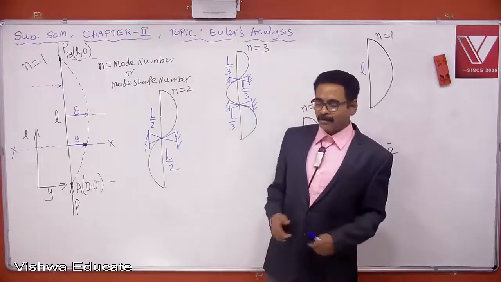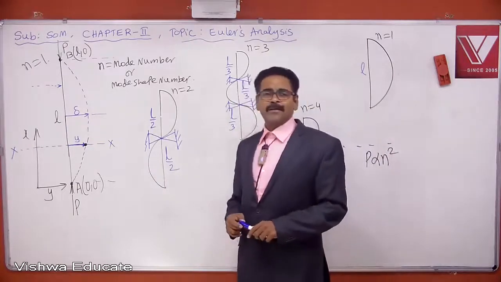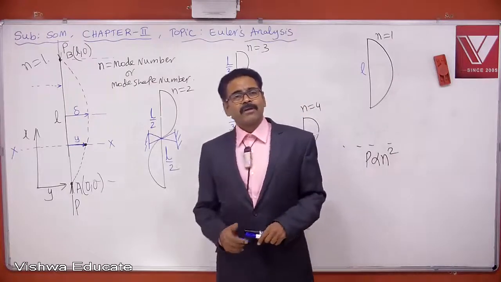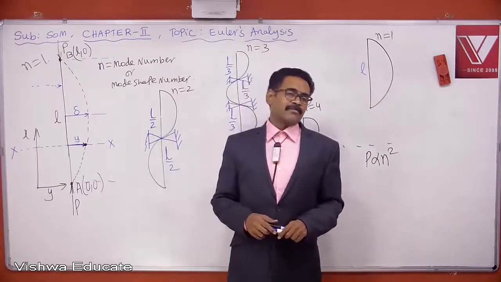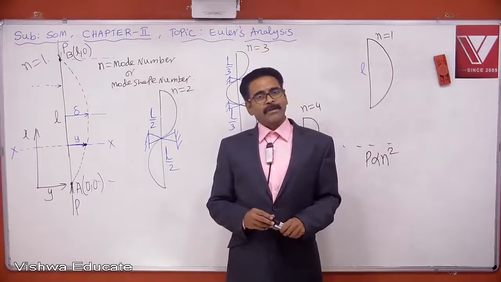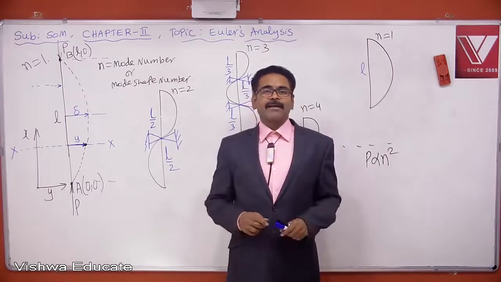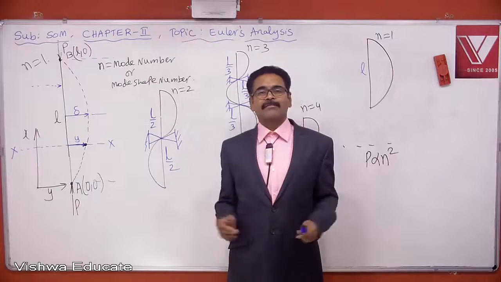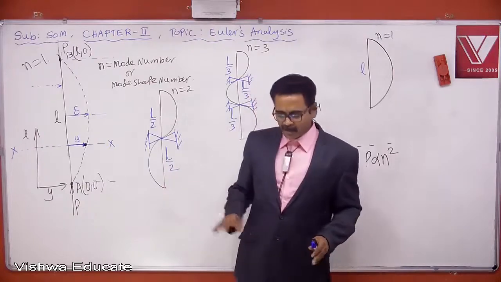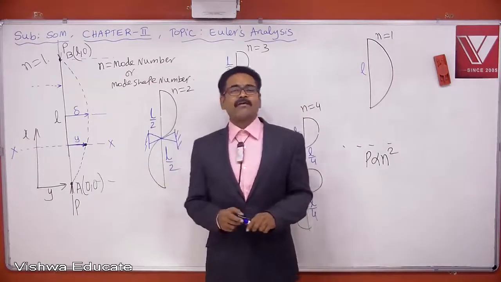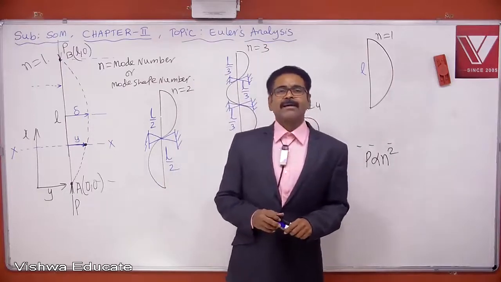So in a 5-story building, how many stops will be there? 5 stops will be there. In a 40-floor building, how many stops will be there? 40 stops will be there. Right? In a 70-floor building, how many stops will be there? 70 stops will be there. So with respect to a column, every floor may behave as if it is a partial stop.